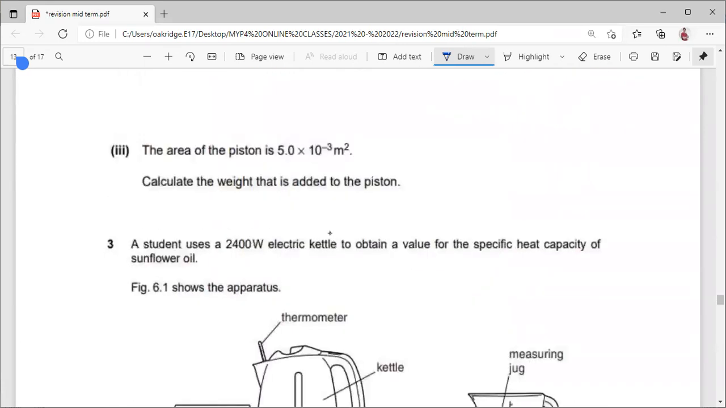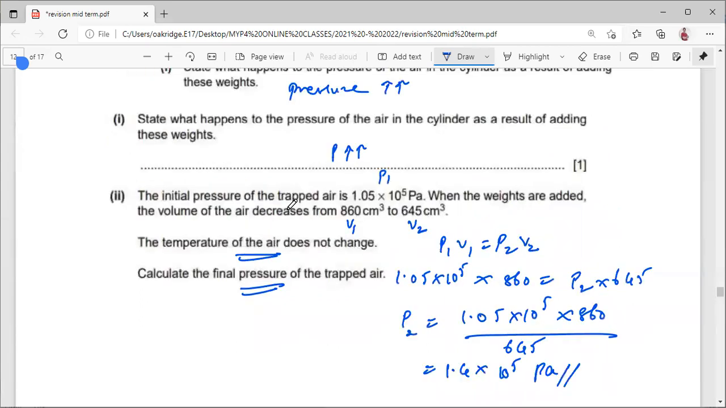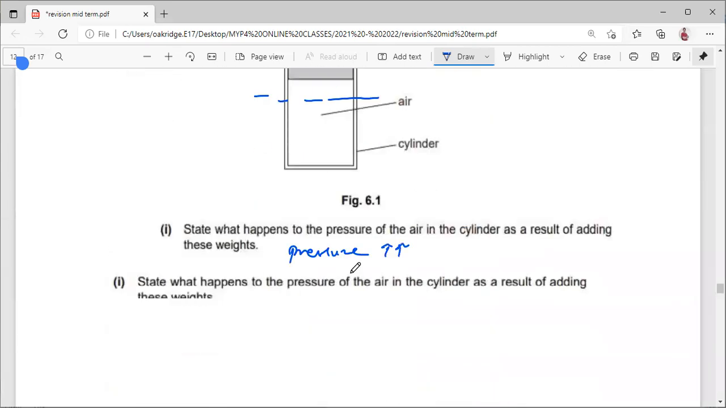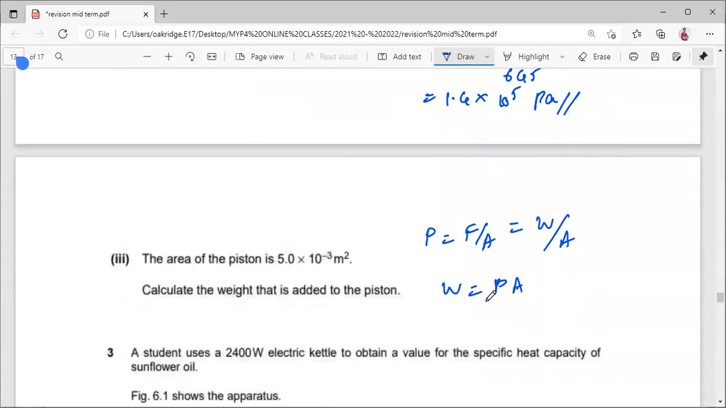The area of the piston is given. Calculate the weight that is being added. Wonderful. You need to find out what is the weight. So we know that pressure is equal to force by area, which is also equal to weight by area, because force is weight, right? So therefore, the weight is equal to pressure multiplied by area. Which pressure is this? The pressure due to adding this weight, which is nothing but your final pressure, the one which we had calculated here, which is nothing but your P2 into A.